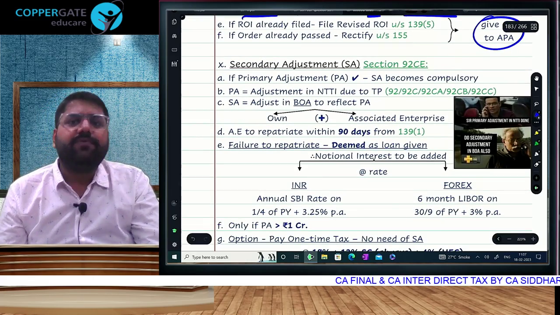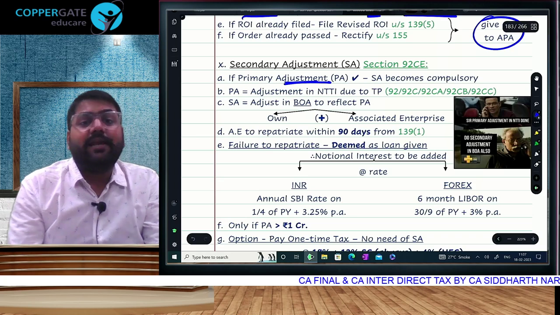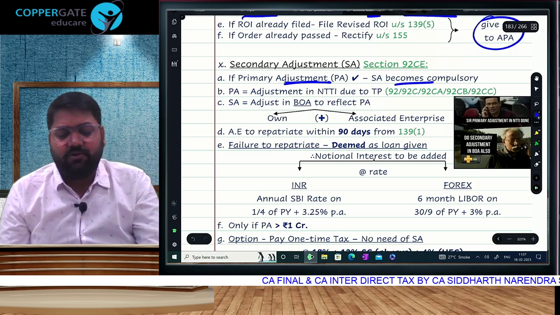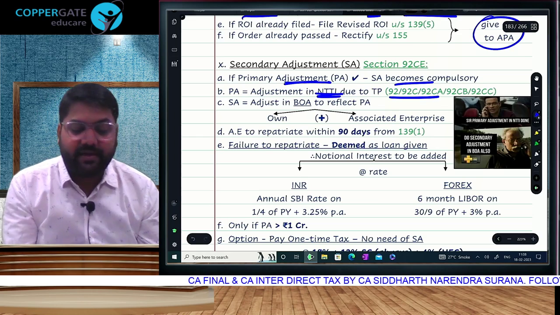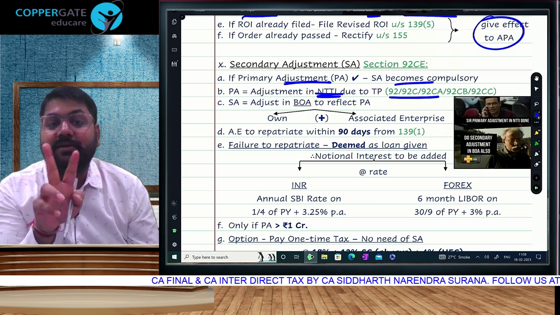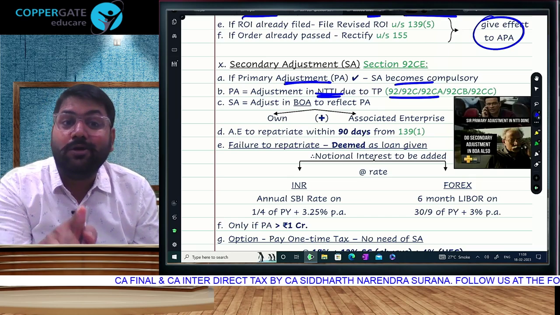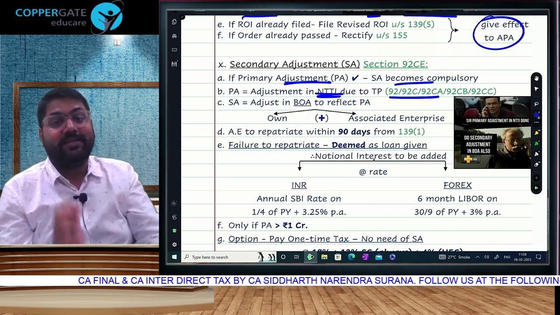Next is the concept of secondary adjustment. If there has been a primary adjustment, then it is compulsory to make a secondary adjustment. Sir, what is primary adjustment? Due to transfer pricing, if there is any adjustment in the entity, I remember that 20 rupees that we added, and it can only be added because if transfer pricing is reducing, then it is not applicable.